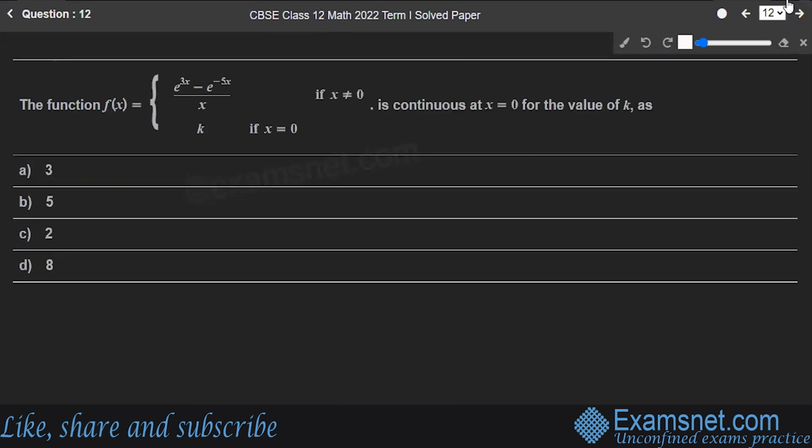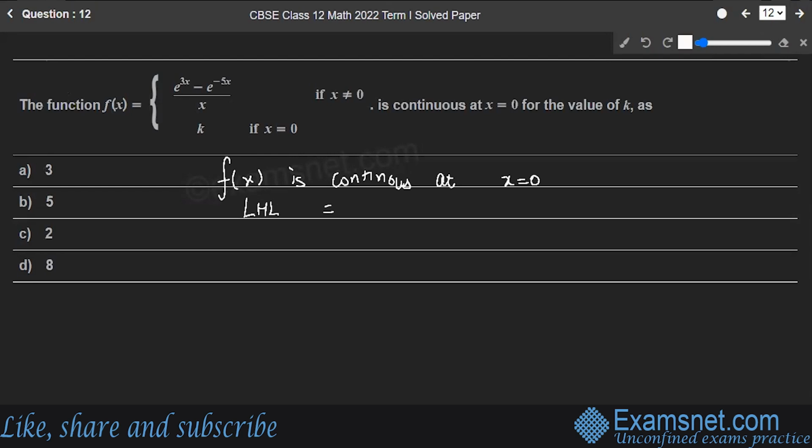The function f(x) is equal to e raised to power 3x minus e raised to power minus 5x upon x, if x is not equal to 0, and this is equal to k if x is equal to 0. This is continuous at x is equal to 0. You have to find out the value of k. Okay, so you are given that the function is continuous at x is equal to 0.